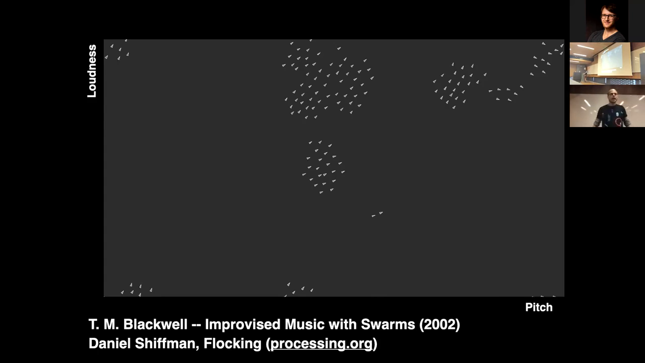And so in my own research, I've been interested in this question of how can I deal with some of the limitations here? How can I get rid of the spatial metaphor of agents moving around in Euclidean space? And how can I create a swarm where the agents actually know something about music?